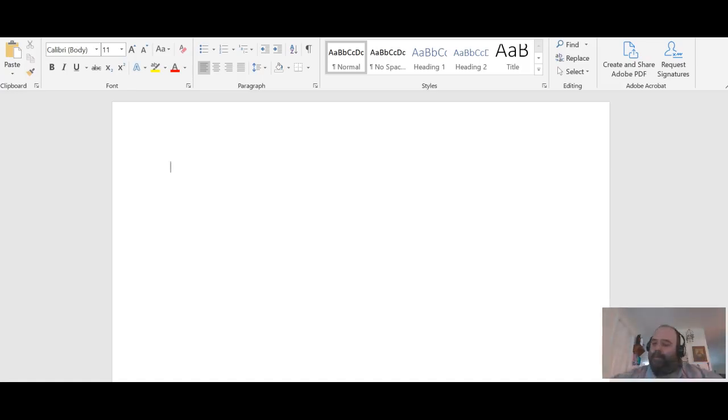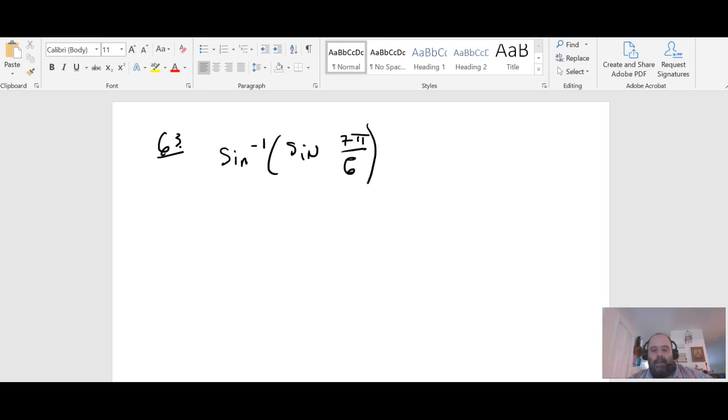Okay, so continuing stuff from the summer work that people had questions on. Let's take a look at 63. This asks for the inverse sine of the sine of 7 pi over 6. Now, this seems like it may be a simple idea, but it's not. It's not 7 pi over 6.